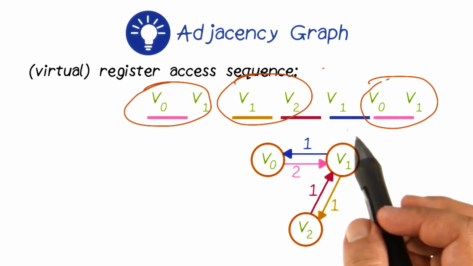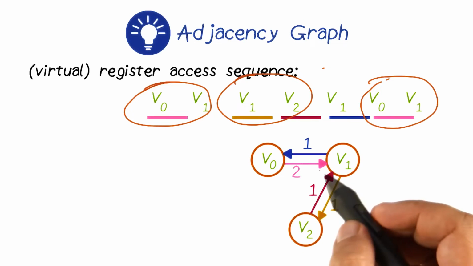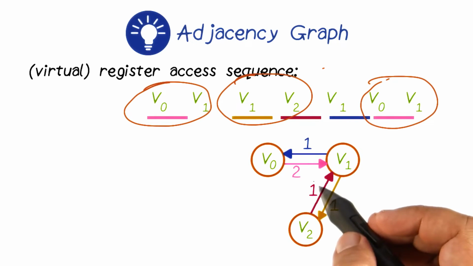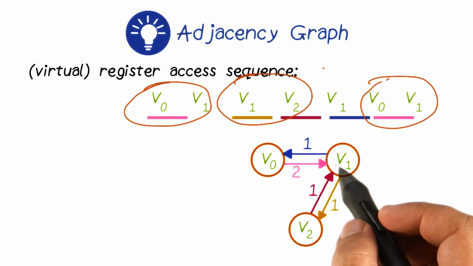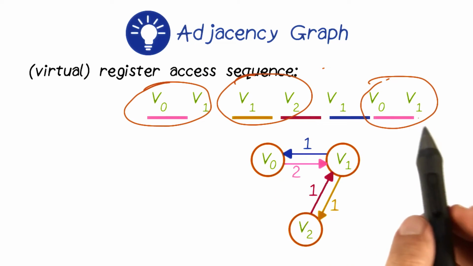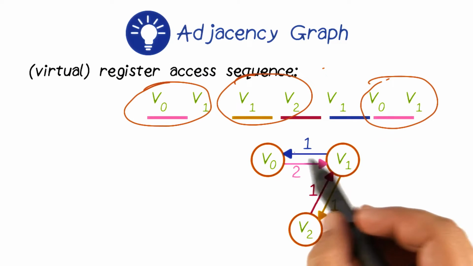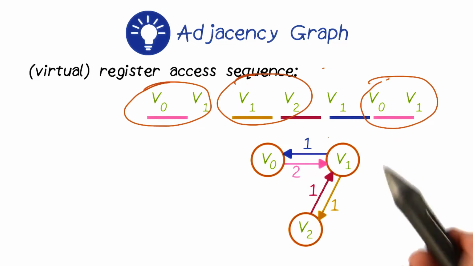Remember, in one case it will be positive 1 going in this direction. There will be something else in the other direction. That's why we have a directed graph here. And then finally, we also have V1 going to V0, which is a different transition that occurs only once, and that's why we have a directed arrow from here to there with a frequency of 1.